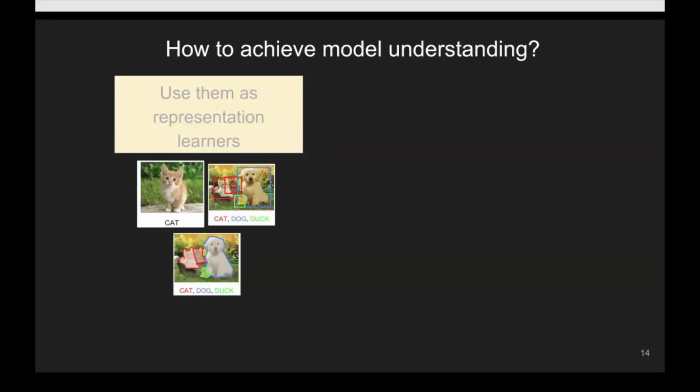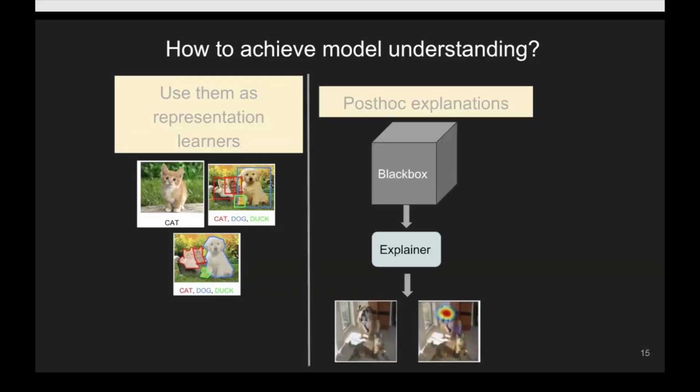I don't need to introduce why it's important to do model understanding to this particular group. But again, the two tools that are very popular in the literature: train models, use them as representation learners, linear probe, add a bunch of layers, see how they perform on different tasks, and that's a proxy to understand what kind of information is packed in these models. The other way is building tools that explain what's happening.